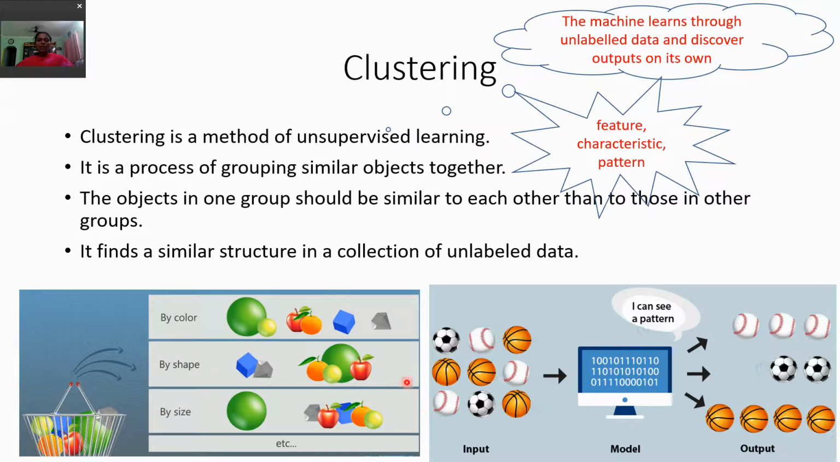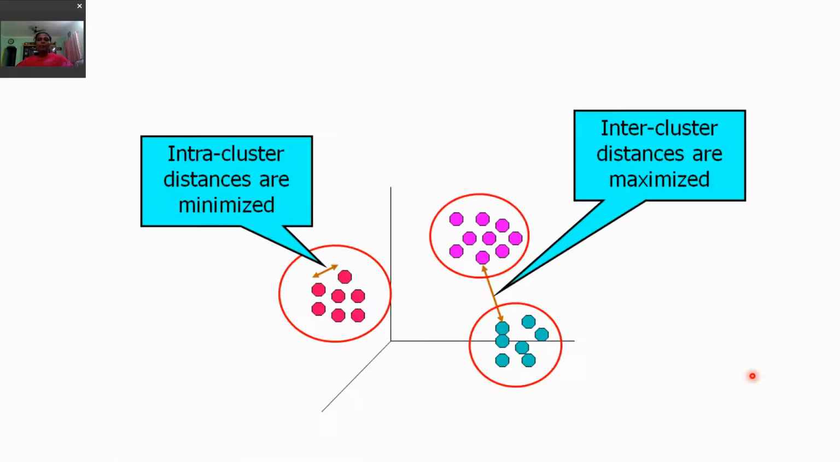And here you see the different balls are there. These balls are grouped based on their pattern. So the model is able to find the similar structures in the collection of unlabeled data. So the objects in one group are not the same as the objects in another group in terms of its characteristics or pattern.